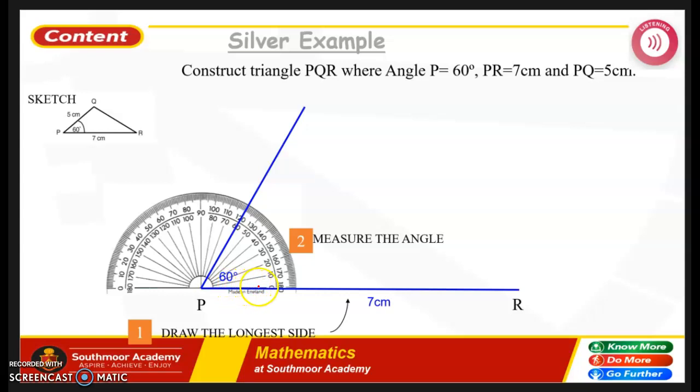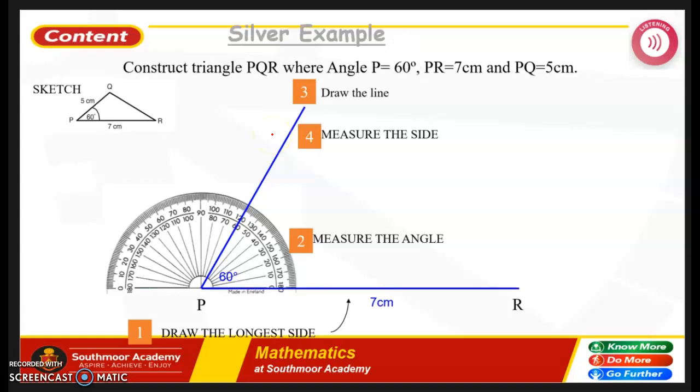Then we are going to draw the line going from P, but we are going to make sure that that is only 5 centimetres. So we're going to draw the line, so extend that line as far as you can. Then you're going to measure that line, and you're going to measure up to 5 centimetres. So where we've put this dash here, this is where my line stops at 5 centimetres.